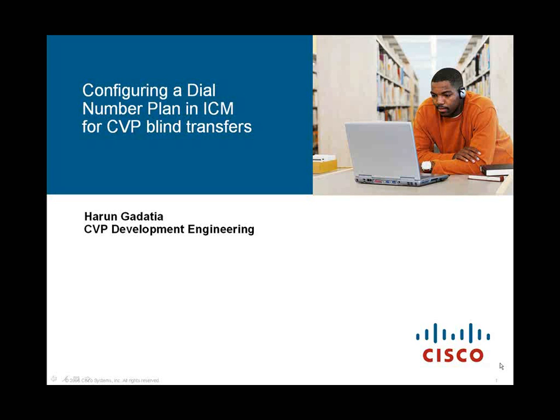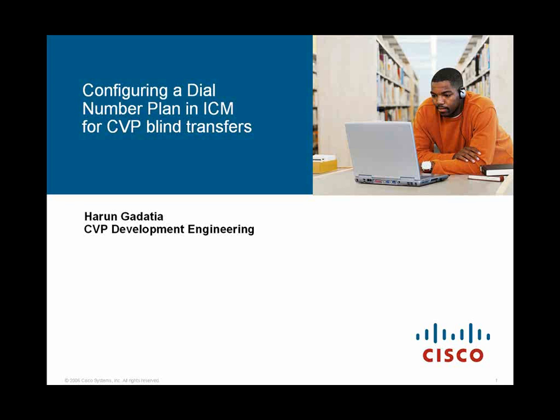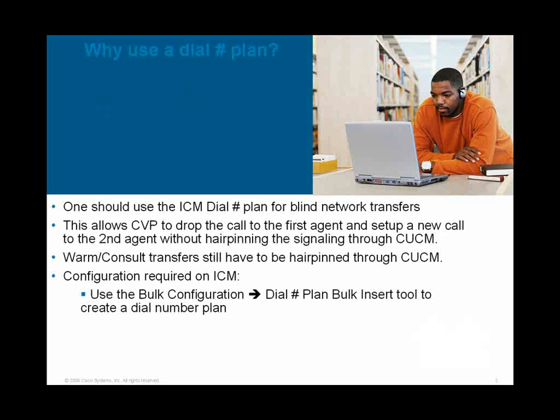This video will demonstrate how to configure a dial number plan in ICM for CVP blind transfers, and a reason for why one would want to use a dial number plan versus the typical CTI route point for doing blind transfers. So why use a dial number plan, and what exactly does it do?